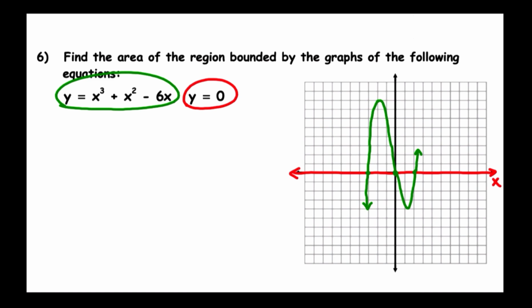Unlike number 5, it's not perfectly symmetrical. You can tell that the region that's above the x-axis has got a bigger area than the region below. So we can't just double the answer. We're going to have to do a little bit more work on this one.